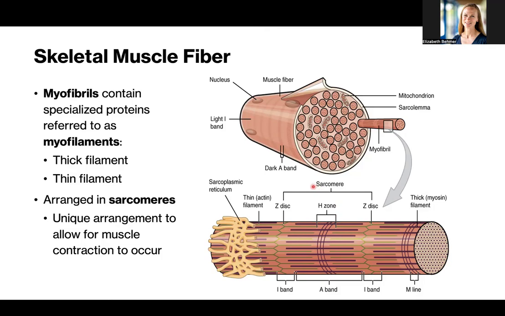Throughout the muscle fiber, you're going to see multiple nuclei. You'll see mitochondria, which are important for creating ATP in the muscle fiber, which is very necessary for muscle contraction to occur. You'll see things like the sarcoplasmic reticulum, which stores calcium ions, which is a very important player in muscle contraction as well.